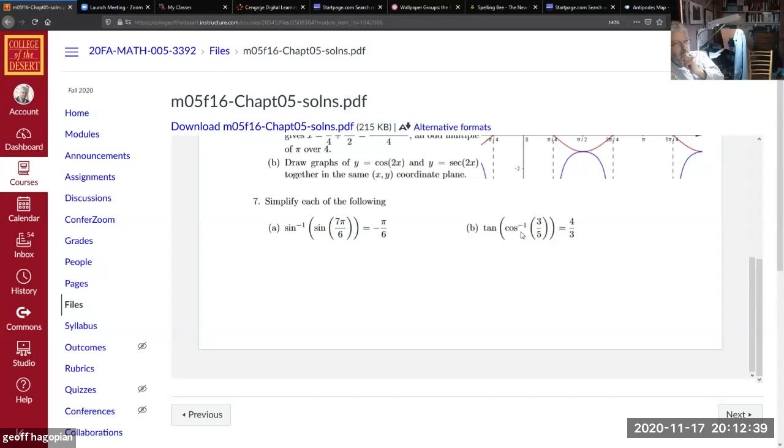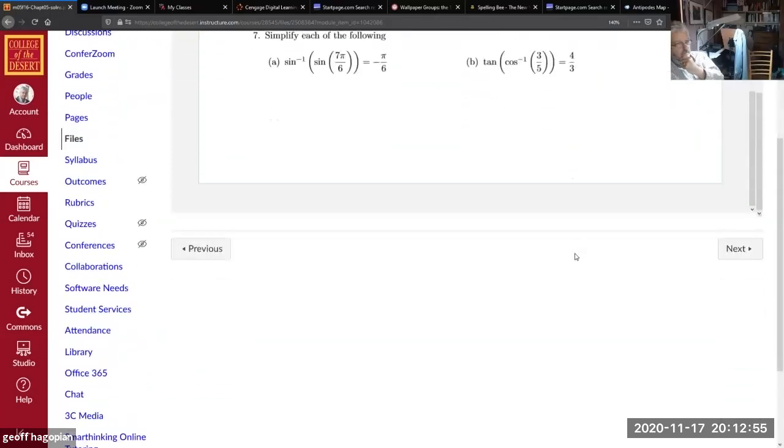So the arc whose cosine is 3/5, that'll be in the first quadrant. And you can find the y coordinate is 4/5. And so y over x at that point is 4/3. 4/5 over 3/5, right? And that's it.